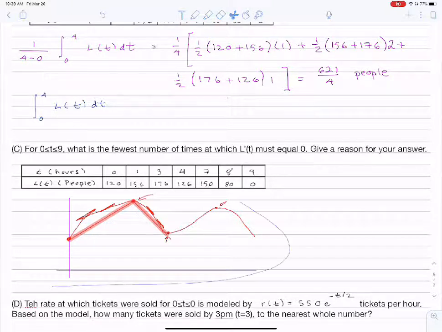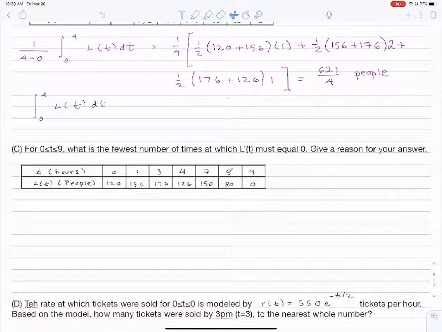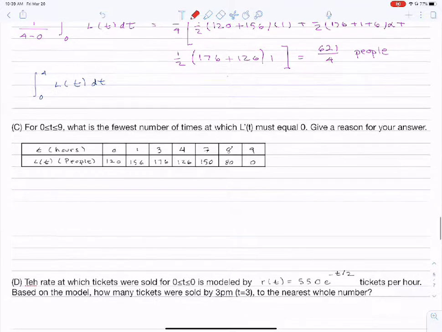So I'm going to get rid of this so I have some room to work. And now I've forgotten what the question is, so I'm going to have to read over it to myself again. What is the fewest number of times in which L prime of t must equal 0? Give a reason for your answer. Okay, so here's what I'm going to say. I want to emphasize this is kind of just for me, it was a hard one to put together. I hope I explained it well to you, I feel like my verbal explanation was pretty good, but the written one was a little bit harder. So here's what I'm going to do.